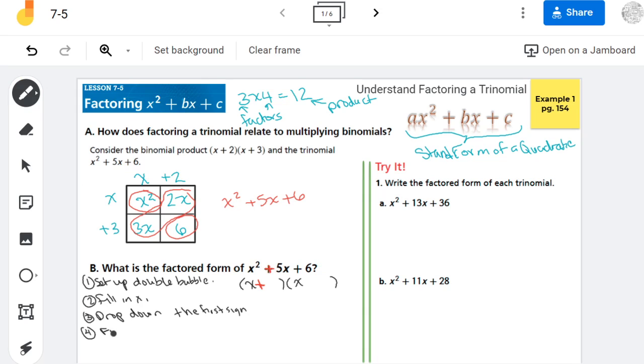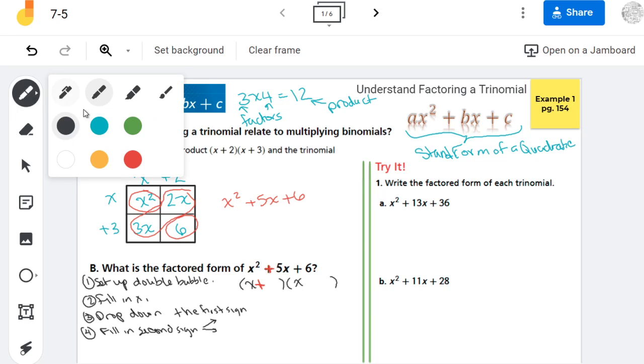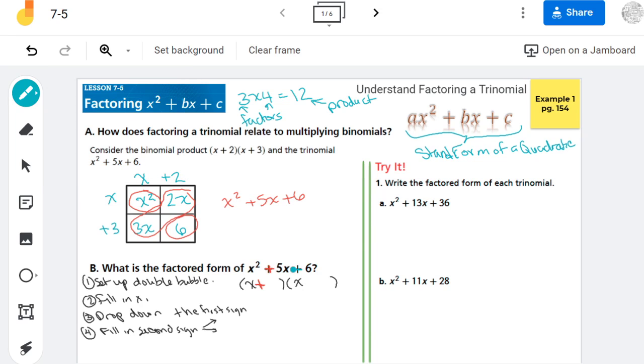Our fourth step is to fill in the second sign. Now there's two possible signs here. There's positive or negative. And so what we do is we look at the second sign here. If the second sign is positive, you've got to match the signs. So because this is a plus, this also has to be a plus. Because here's a plus and here's a plus. These have to match. If the second sign is negative, they need to be opposites.